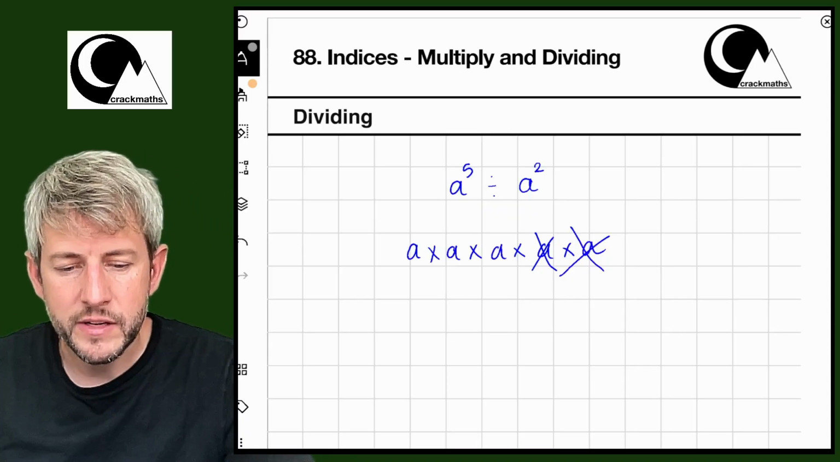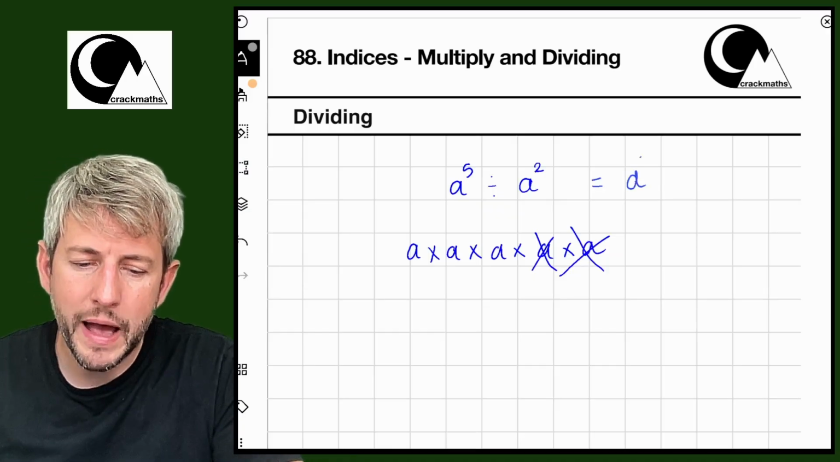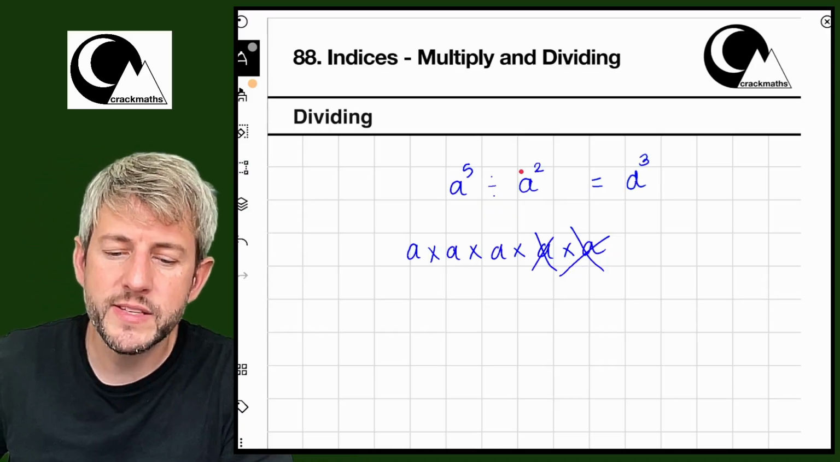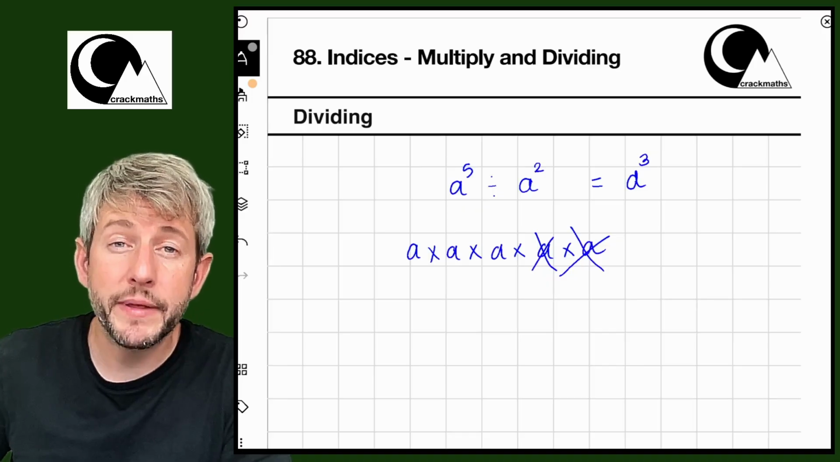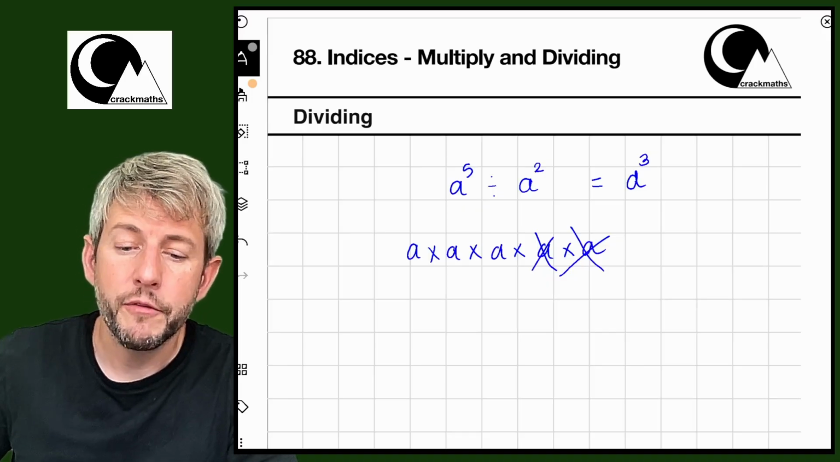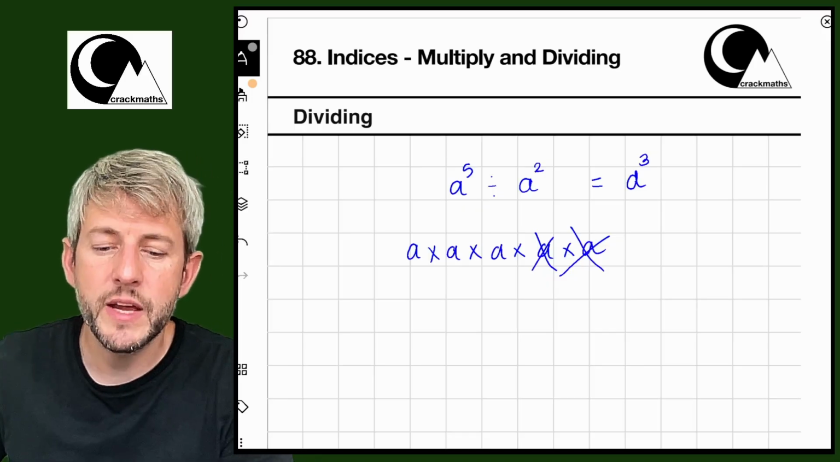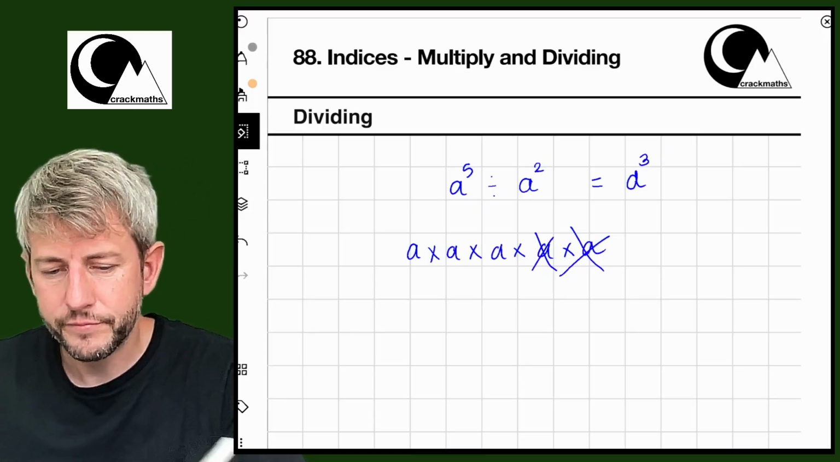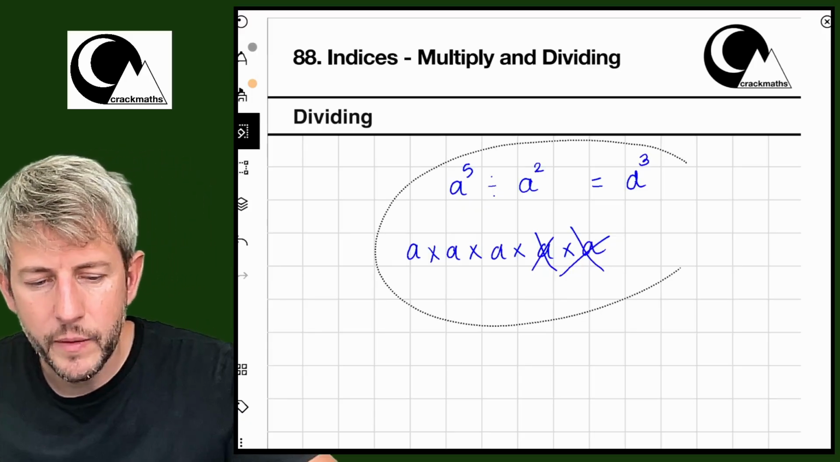So the answer to this question will be a to the power of 3, and you'll notice that that 3 can be achieved by doing 5 take away 2. So here we go, 5 take away 2 is 3.